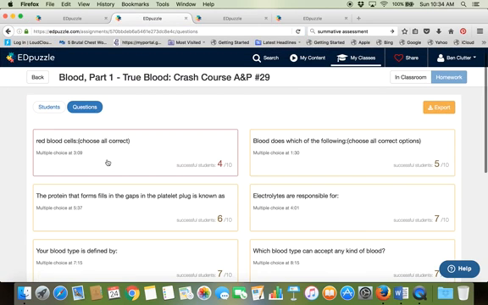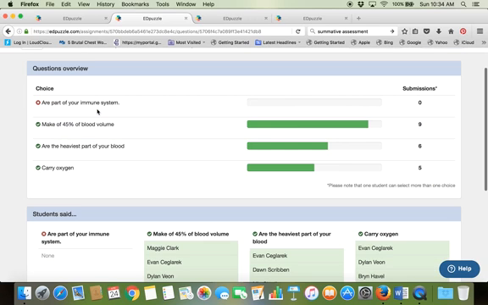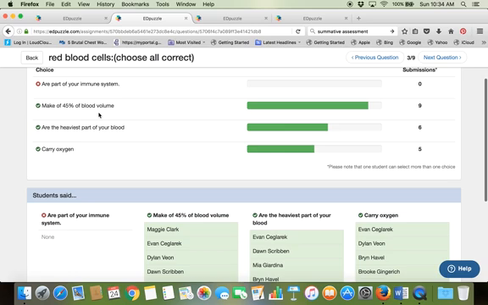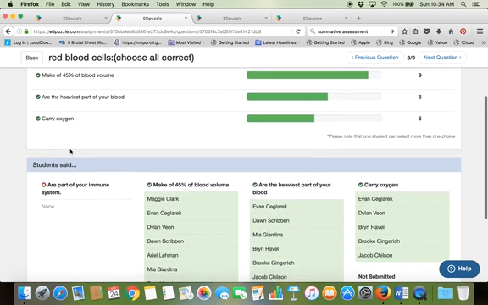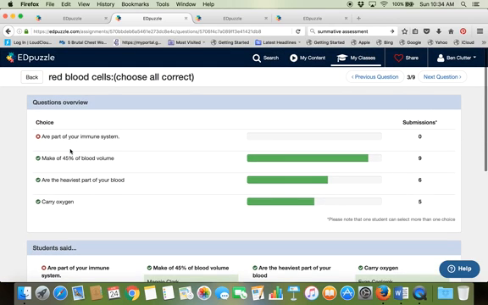If I click here on questions, it shows me only 4 students out of 10 got this particular one about red blood cells correct, so maybe I need to review this information. And I can see here, make up 45% of blood volume, are the heaviest part of your blood, and carry oxygen. And probably what's actually happening is that some of these students are not getting all of the selected correct. So I could go back and look and see which one of these 3 they're having difficulty not getting.